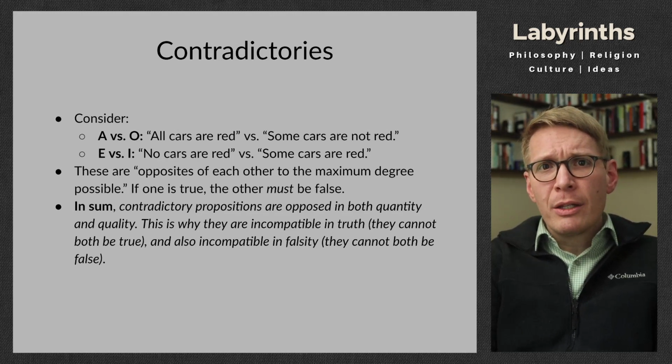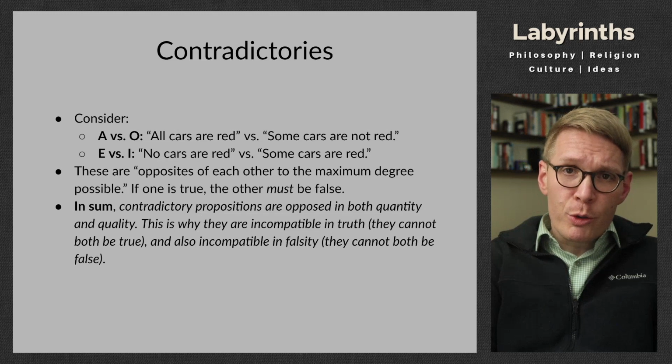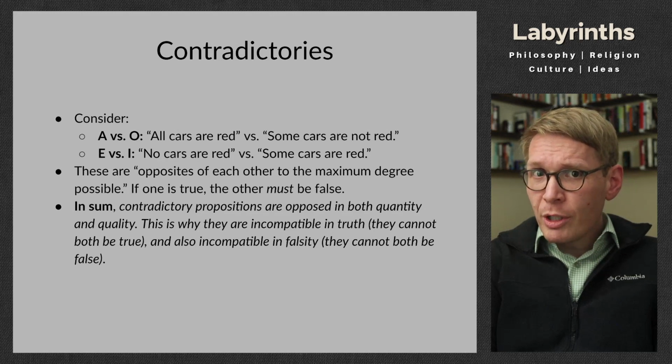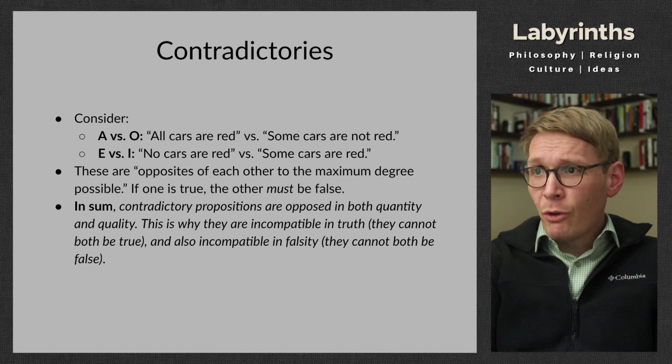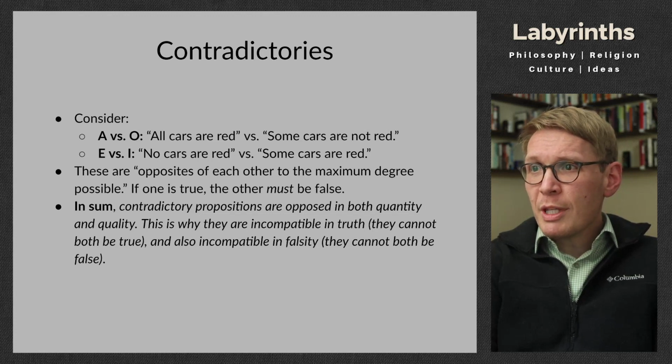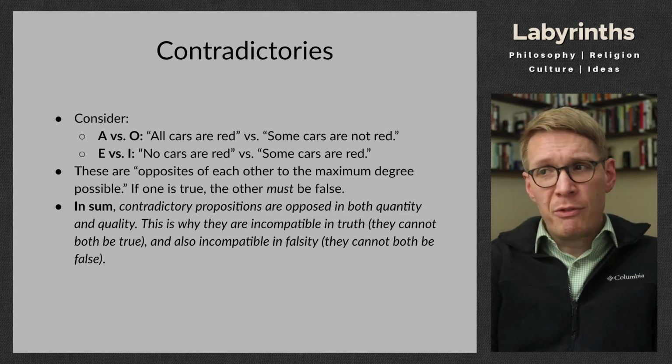That's why the truth values of contradictions are always opposed. Well, a true first proposition always leads to a false second one, and a false first proposition always leads to a true second one. These are, as Hauser puts it, opposites of each other to the maximum degree possible. If one is true, the other must be false.